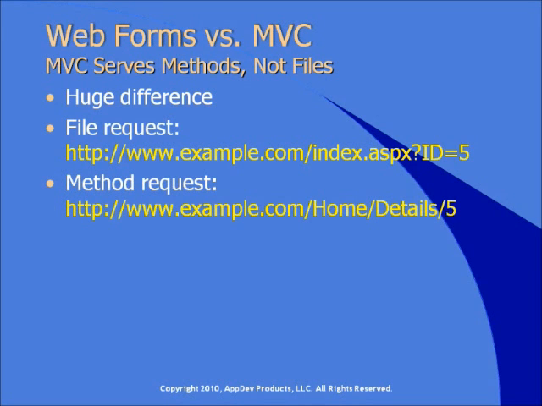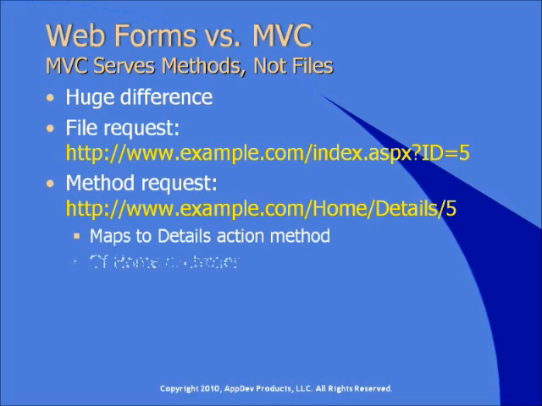Now, in contrast, this is a typical MVC method request. In this case, the URL doesn't map to a physical file on the server. Ultimately, it's using physical files in order to generate the response, but this URL doesn't directly map to any of those files. And in this case, it's going to the example.com domain, it's mapping to the details action method, which is part of the home controller, and then it's passing in an ID of 5, whatever that ID value means.